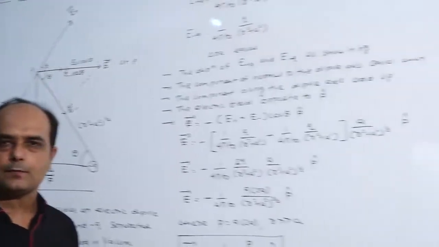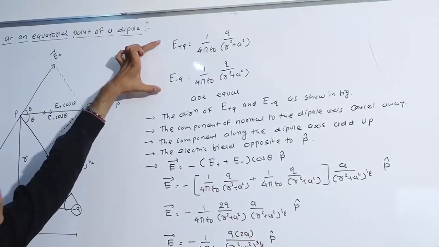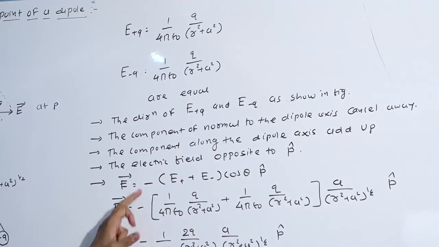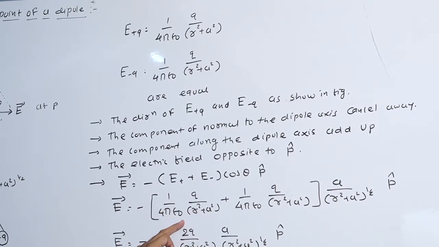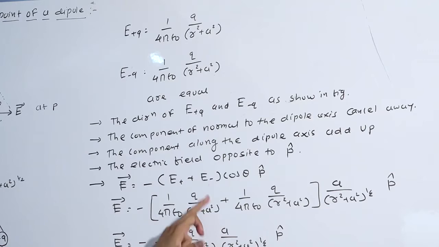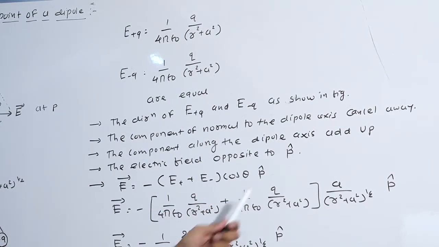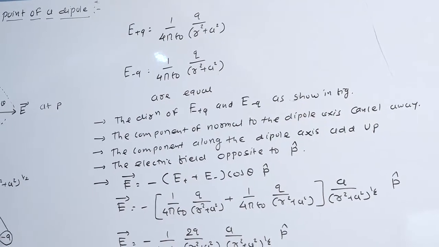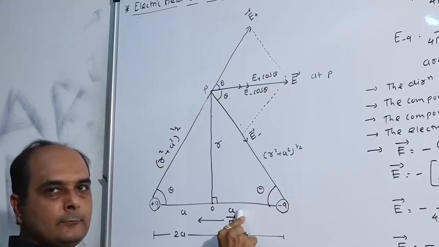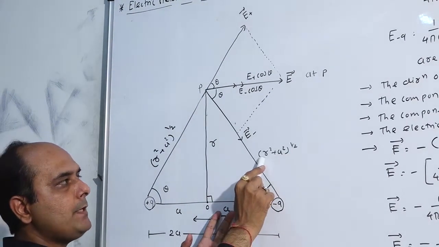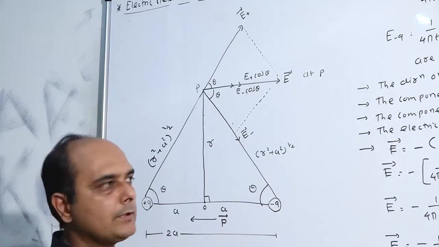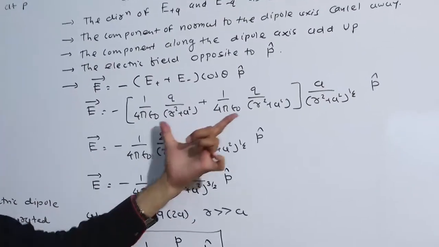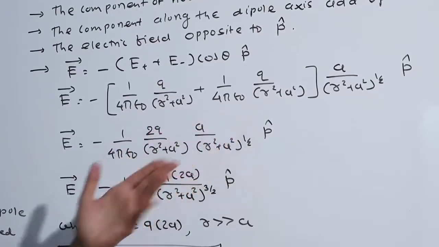Now there are simple steps to follow. Please substitute the value of E plus and the value of E minus into this equation. Both are the same equation. Substitute their values, minus as it is. E plus is equal to 1 upon 4 pi epsilon 0 Q upon r square plus a square, then plus 1 upon 4 pi epsilon 0 Q upon r square plus a square. And cos theta, from the diagram, is adjacent upon hypotenuse. Adjacent means a, and hypotenuse means r square plus a square raised to 1 by 2. Therefore, cos theta is equal to a upon r square plus a square raised to 1 by 2, into P cap. Observe these two values: they are the same terms, the first term and the second term.